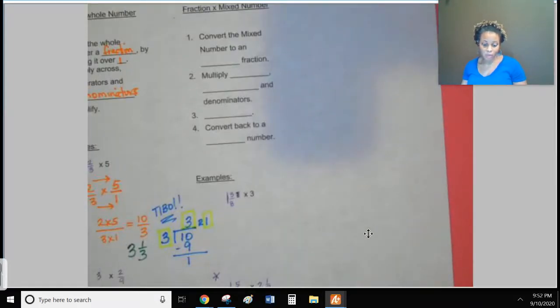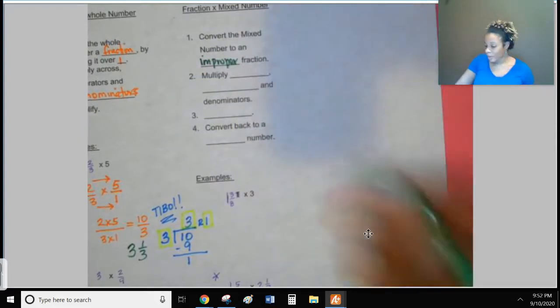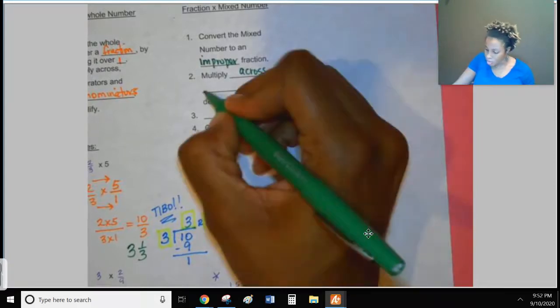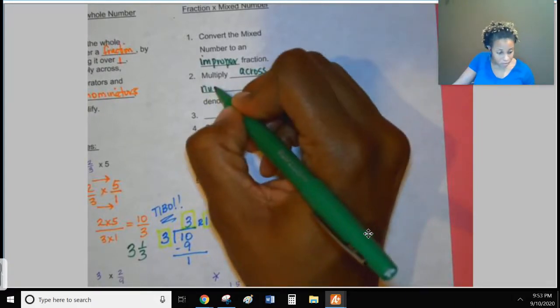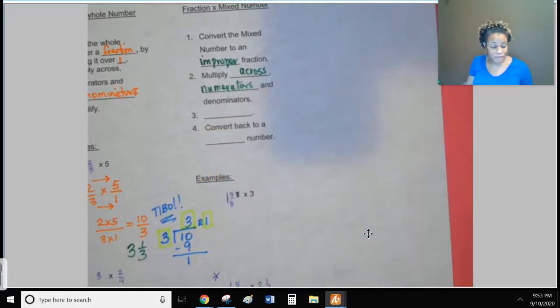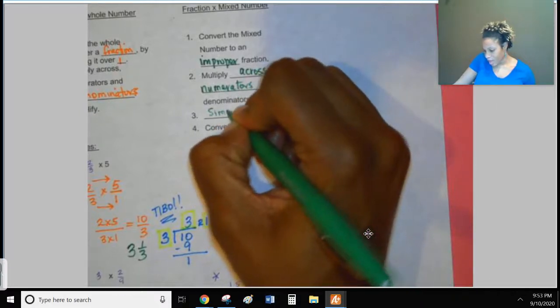A little bit more going on this time, but still the same process basically. So first you want to convert the mixed number to an improper fraction. It's just easier to work with the improper fraction. Then you're going to multiply across numerators and denominators and simplify.